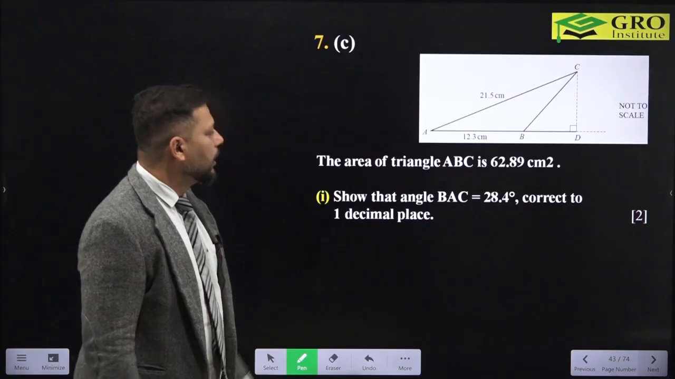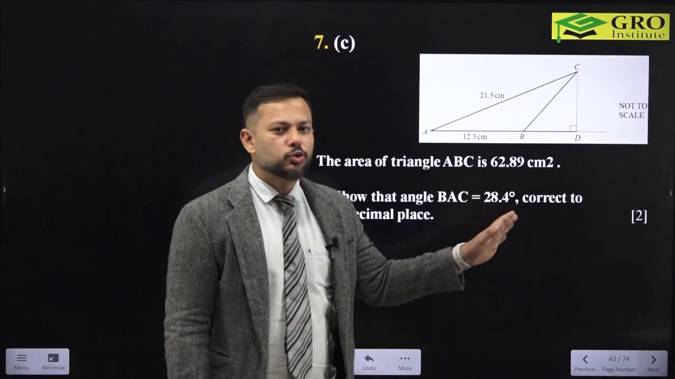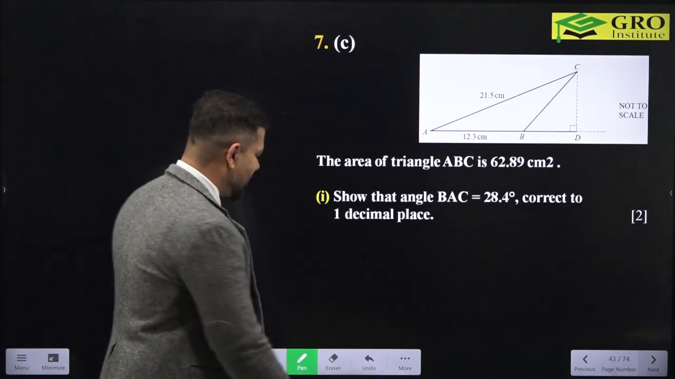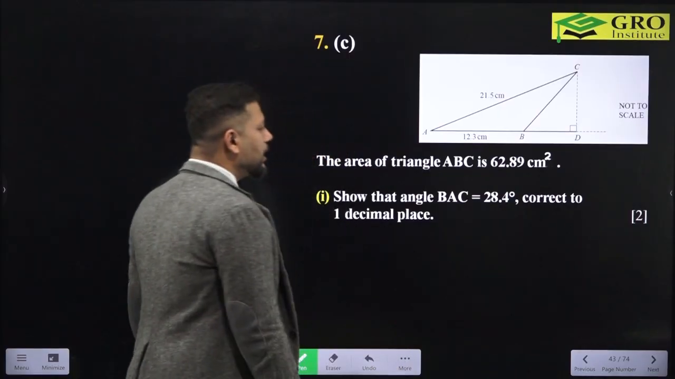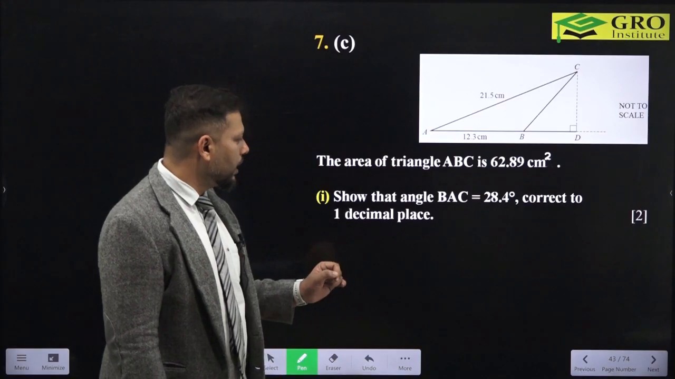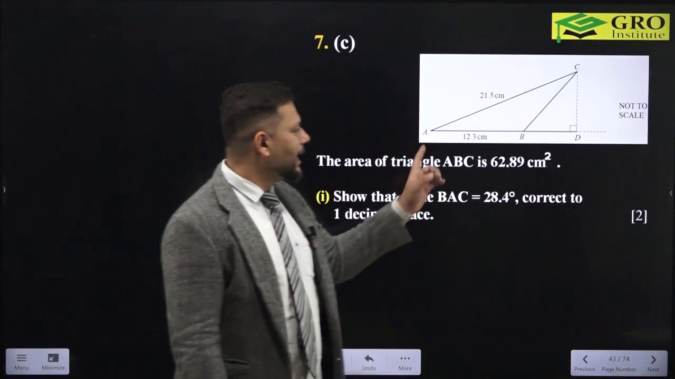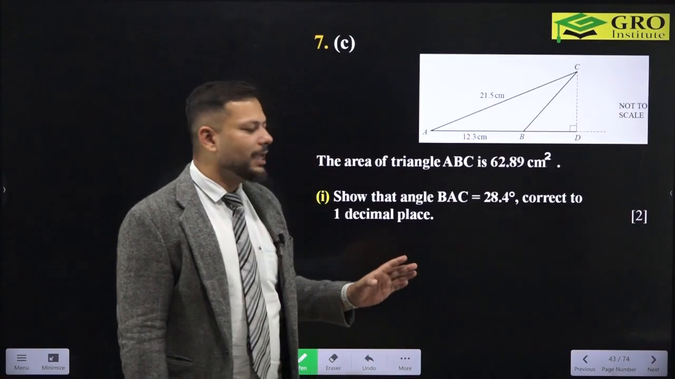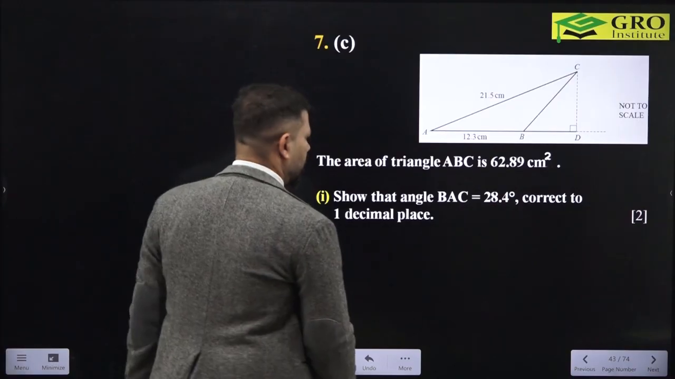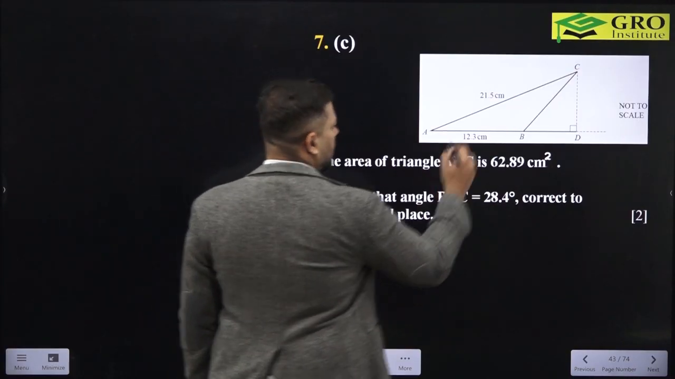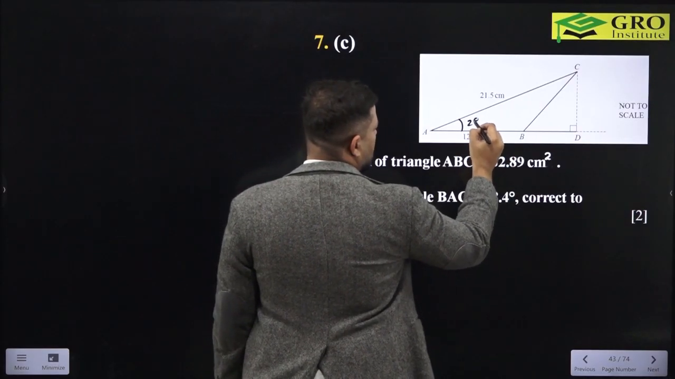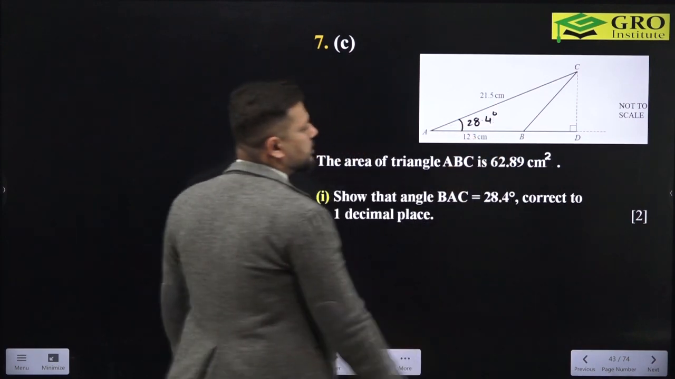Oh, it's a nice question. The area of triangle ABC is 62.89. That is what is given to us, and 62.89 centimeter square to be specific. So area of the triangle ABC is already given to us. Show that the angle BAC is equal to 28.4 degrees, correct to 1 decimal place. So guys, we need to show that this angle BAC is 28.4 degrees. This we need to prove.